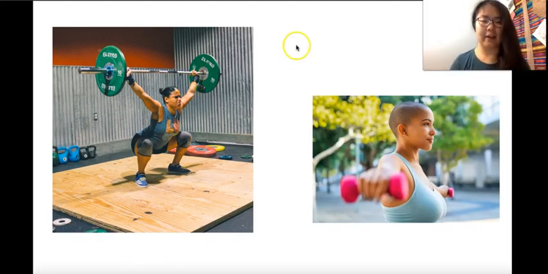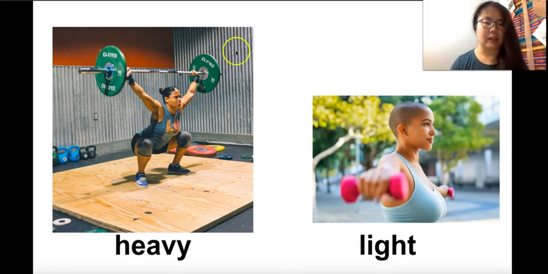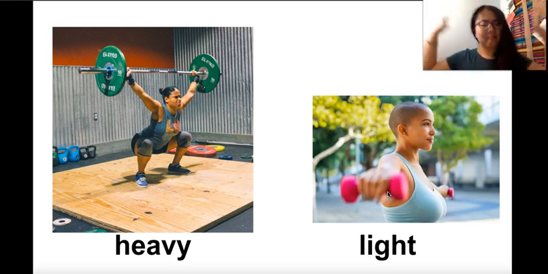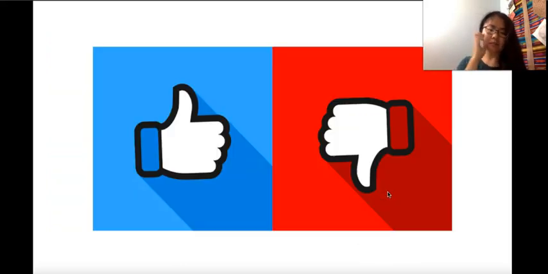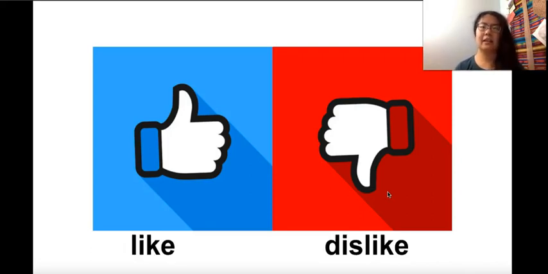All right, we have heavy, right? This weight, oh, it's so heavy. And then these weights are light. Oh, so easy, right? Well, they're both very strong, right? They're both training. So, moving on, we have like and dislike. I like that. I dislike that. You also might hear people say, I like this, I do not like that, I don't like. So like and dislike or like and don't like. Same thing.